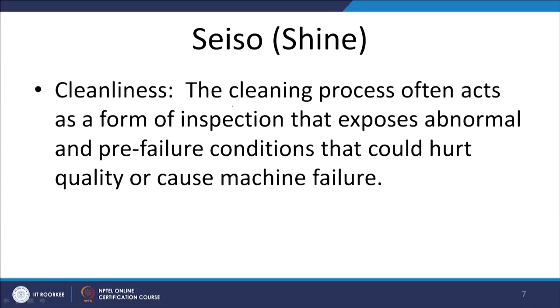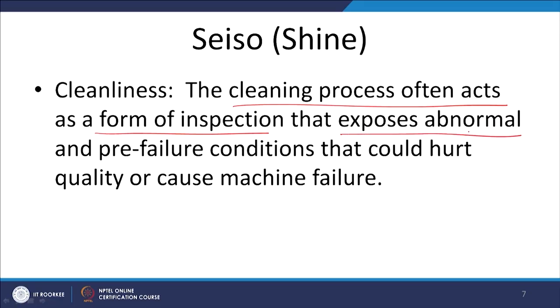Then the third thing is shine, the cleaning. Now, what do we mean by shine here? That is cleanliness. Once you have created the orderliness in your workplace, the cleanliness process often acts as a form of inspection. When you are doing the cleaning activities, inspection takes place because it exposes abnormal and pre-failure conditions that could hurt quality or that can also lead to failure of a machine.